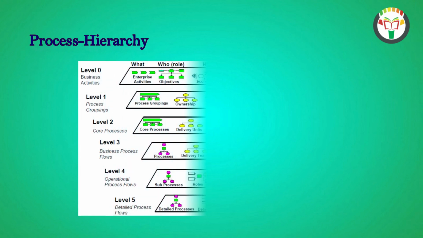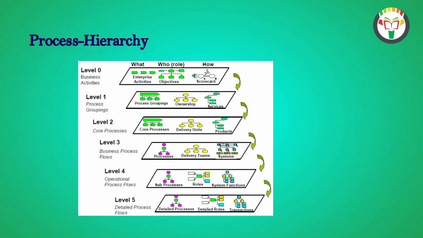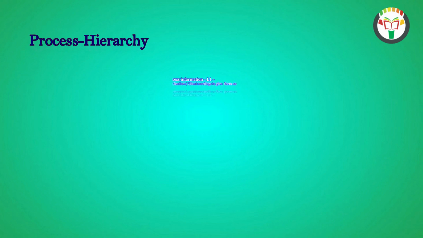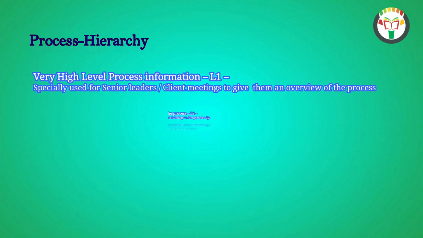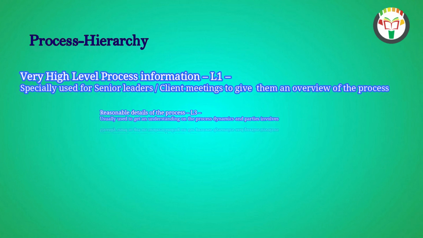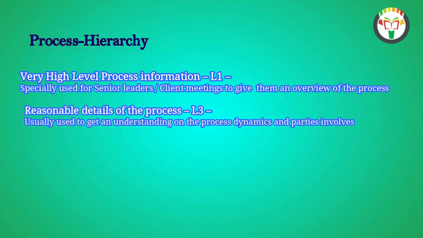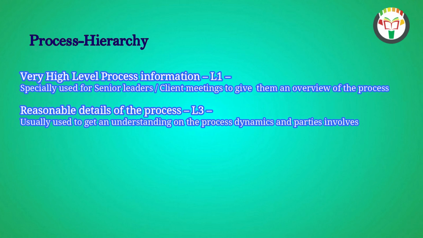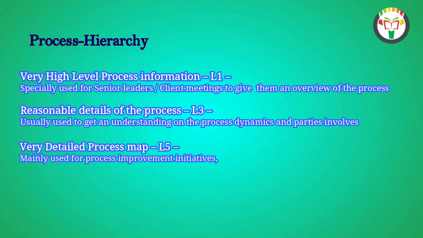Now let's talk about the level of detailing that gets captured in these process maps. While this information I could not really find in any book, for all practical scenarios, you can use different levels of process maps for different purposes. A level 1 process map is used for senior leaders or client meetings to give them an overview of the process. A level 3 process map is usually used to get an understanding of the process dynamics and the parties that are involved in it. A level 5 process map is mainly used for process improvement initiatives.